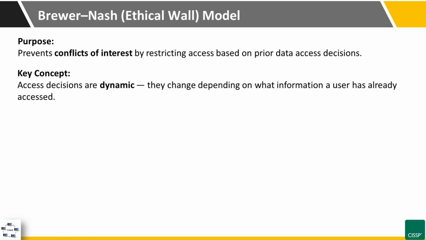So our next model is the Brewer-Nash model, also known as the ethical wall or sometimes the Chinese wall. The purpose of this model is that it prevents conflicts of interest by restricting access based on prior data access decisions. What does this mean? We will know in a while. So the key concept behind this model is that access decisions are dynamic. They change depending on what information a user has already accessed.